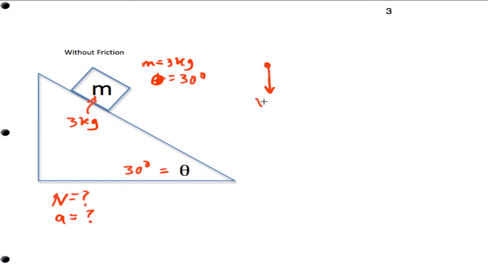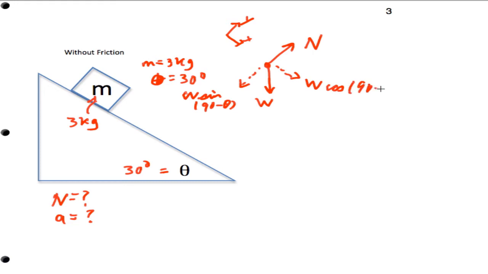So here's the weight on the free body diagram, and here's the normal force. And again, the way our x and y axes work, they're tilted so that this is the y and this is the x. And the way we set up our equations, we're going to have w sine of, and the angle is 90 minus theta. And here it's w cosine of 90 minus theta.